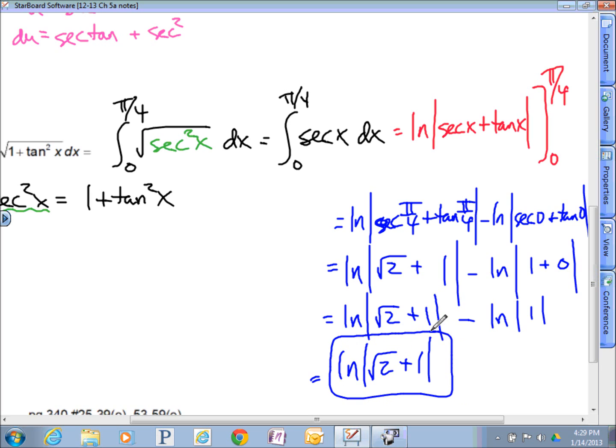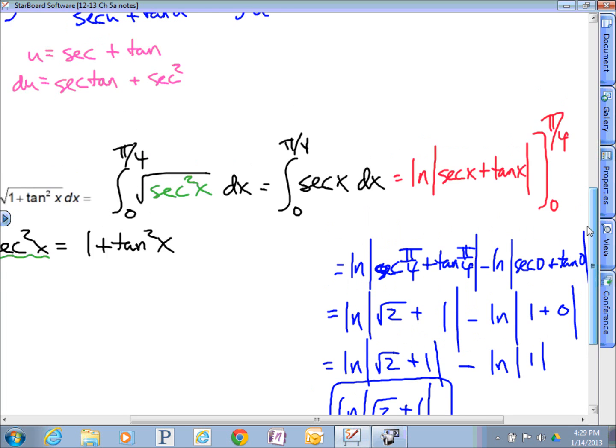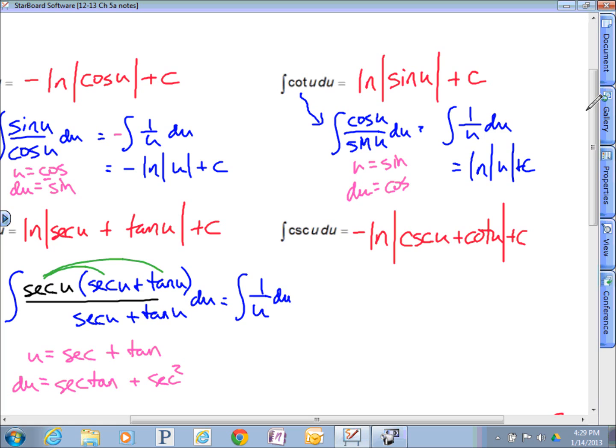There's my solution. So those trig antiderivatives, this second goal of this day, we only did one problem with it, but we figured out how we can do all of them. This is a big tripping point for a lot of students in calculus.